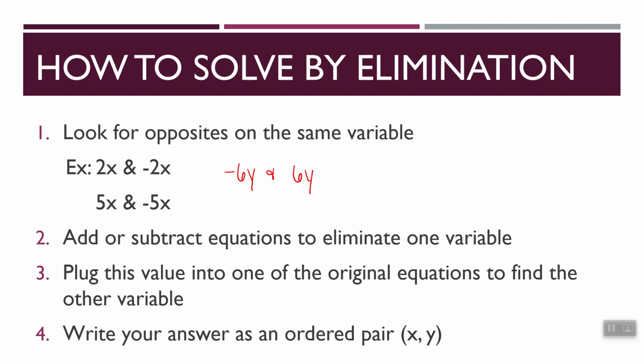Once you have that, we're going to add or subtract the equations to eliminate one of the variables. And it will be the variable that has the opposites. Once we have that done, we're going to solve that equation and we're going to get one of the variables to have an answer. And we're going to plug that back in to an equation to find the other variable, similar to how we did it with substitution. And then we always write our answer as an ordered pair.